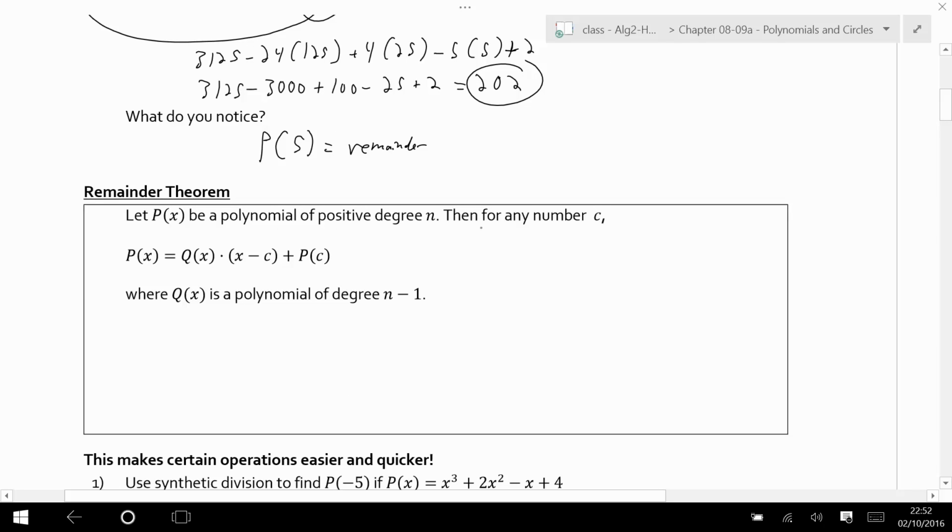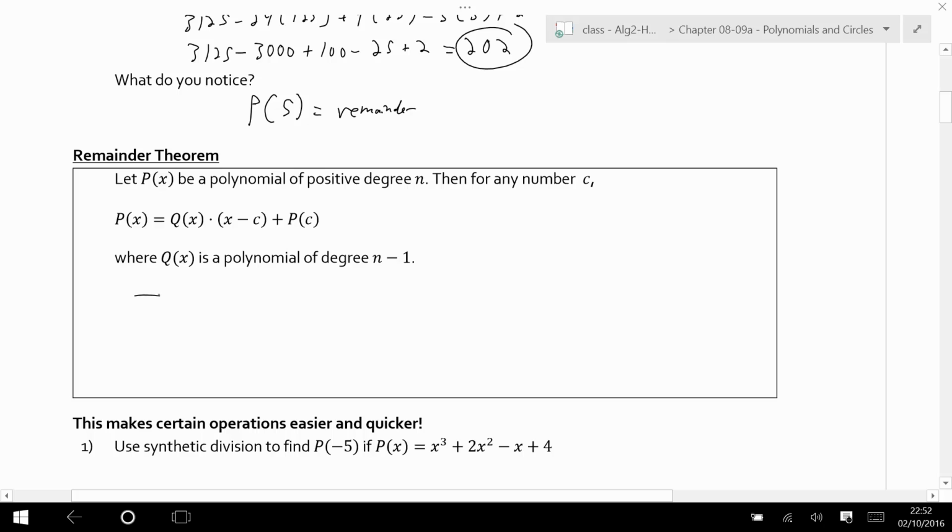If p of x is a polynomial, then for any number c, what does that mean? This is kind of funny. It means that the polynomial is equal to a quotient times x minus c plus the remainder. Okay, so what does this mean? I know this is what you want to know. What this means, in layman's terms, is that to find p of a number, we simply divide by x minus c and look at the remainder.